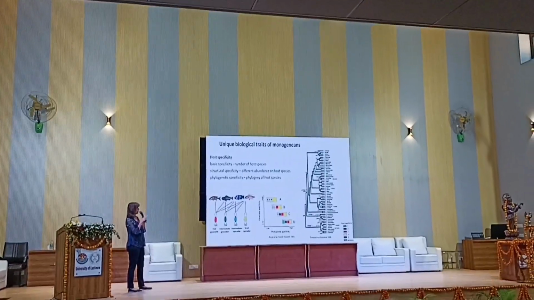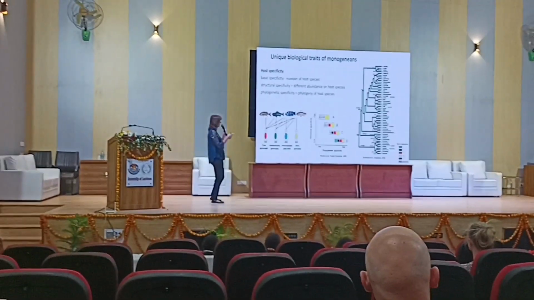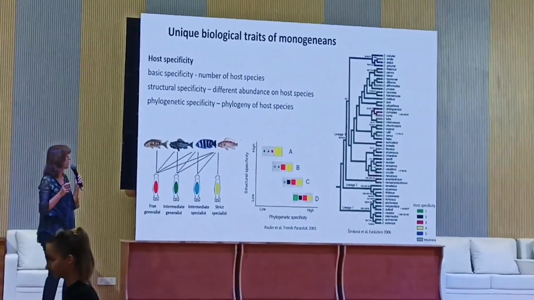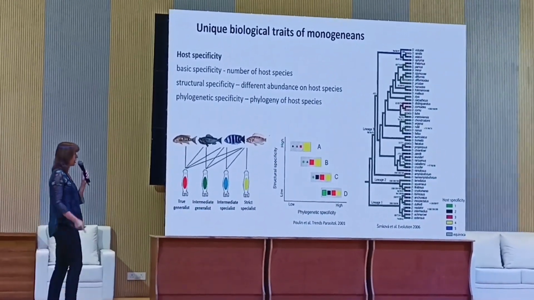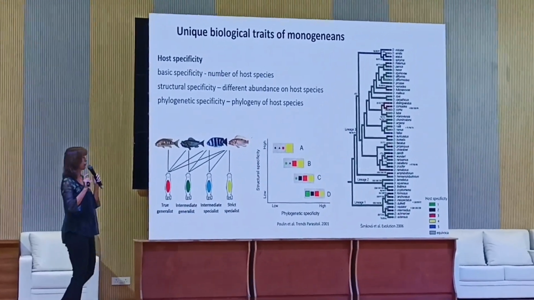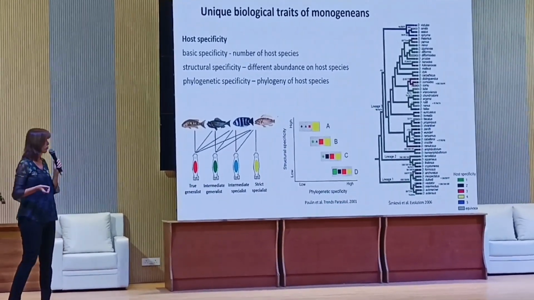Each is shown by a different type of symbol. So you can see that parasite D has 4 same symbols. It means that it parasitizes 4 closely related phylogenetic fish species. In contrast, you have parasite A, which is parasitizing 4 different symbols. It means 4 unrelated host species.